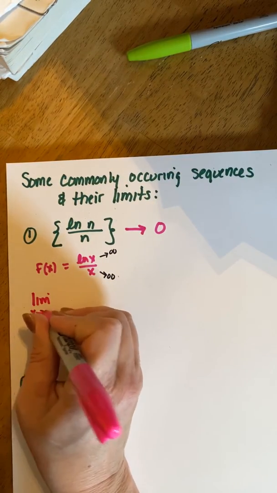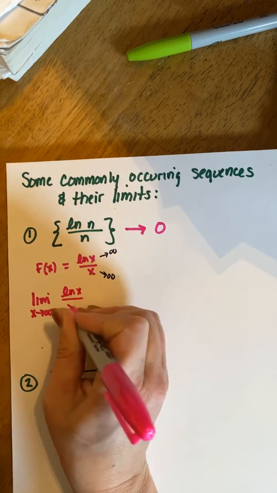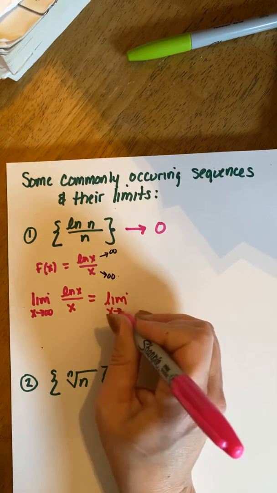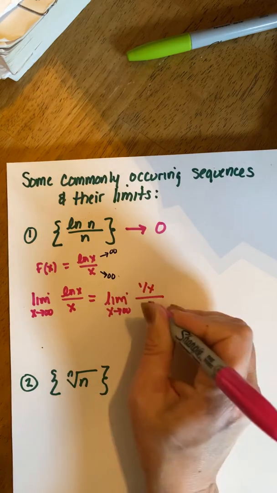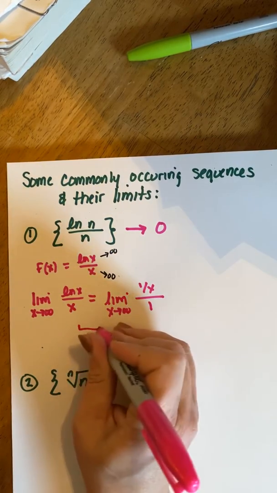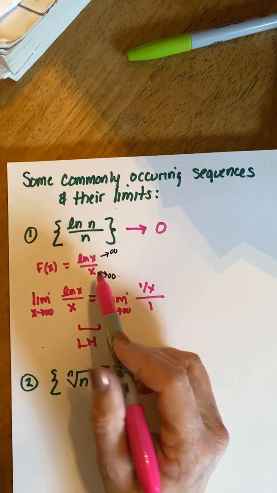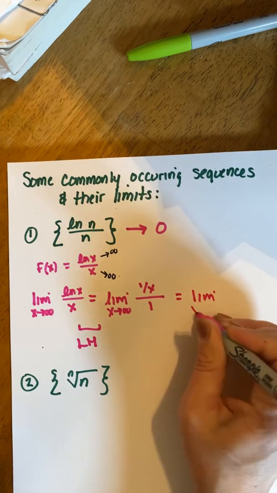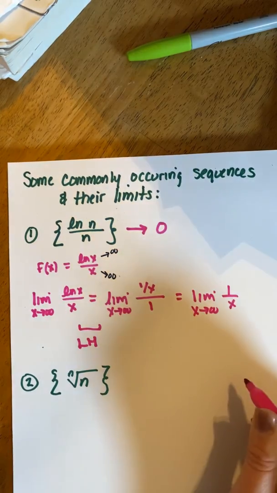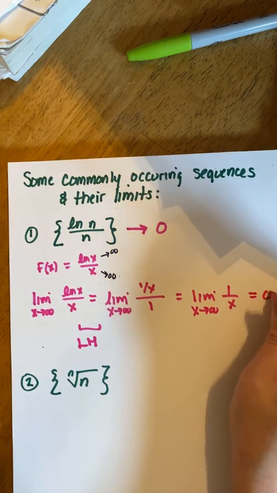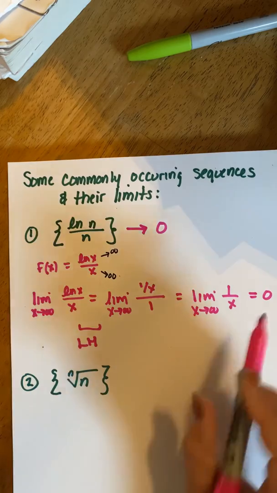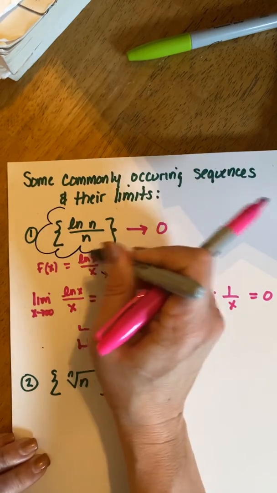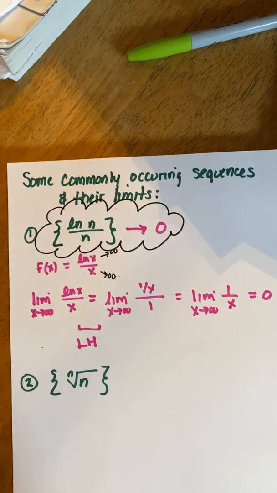The limit as x goes to infinity of the natural log of x over x, because it's an indeterminate form, infinity over infinity, is the limit of the derivative of the top over the derivative of the bottom. Now we can only use L'Hopital's rule if it's an indeterminate form of infinity over infinity or 0 over 0. So this is the limit as x goes to infinity of 1 over x, just using algebra. LH is L'Hopital's rule. And that limit would be 0. So we can conclude that the natural log of n over n converges to 0. You can use that as a fact now.